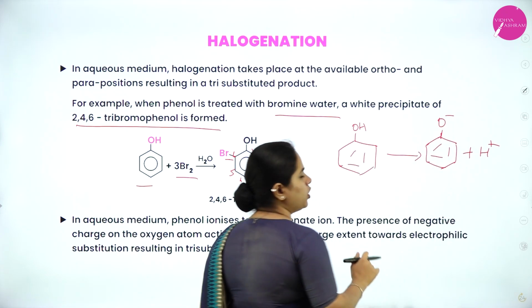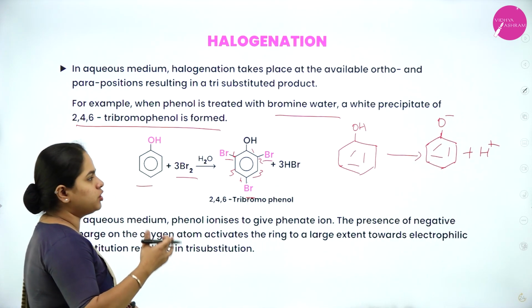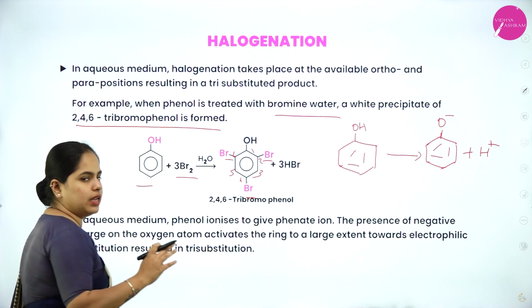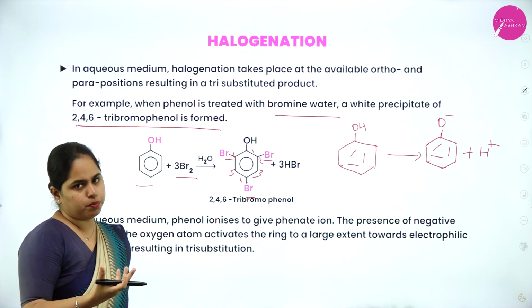So this phenoxide ion is going to get activated because it is having a negative charge. What happens? The bromine will get attached in both the ortho as well as the para position. So you are going to get a tri-substituted product here.